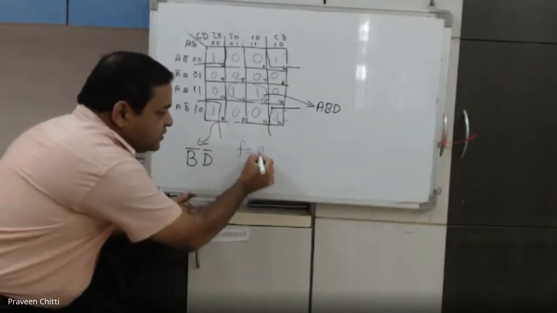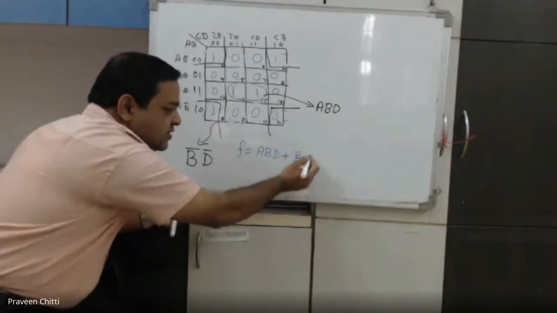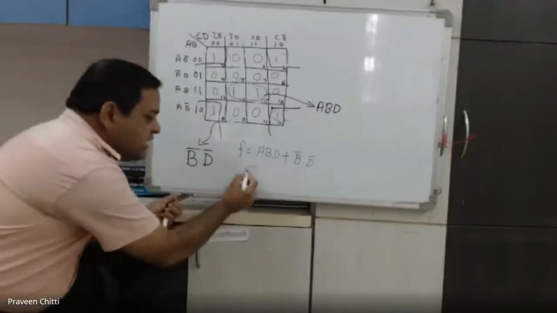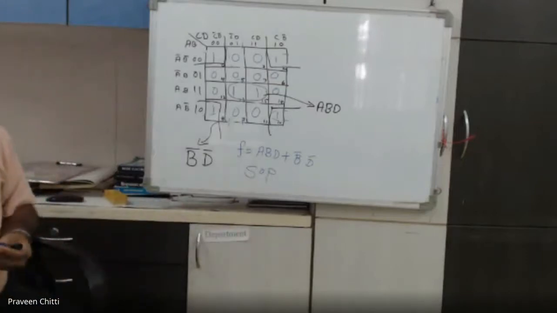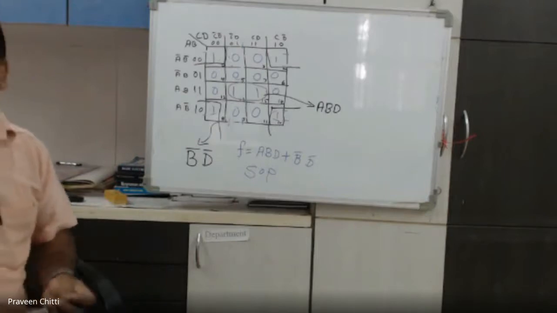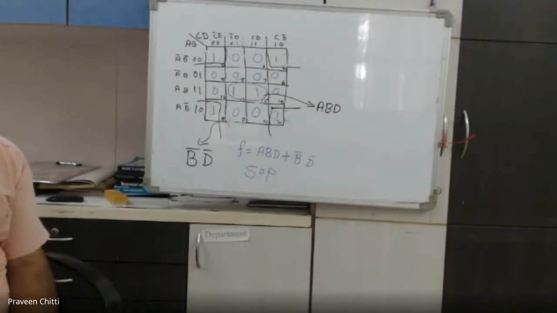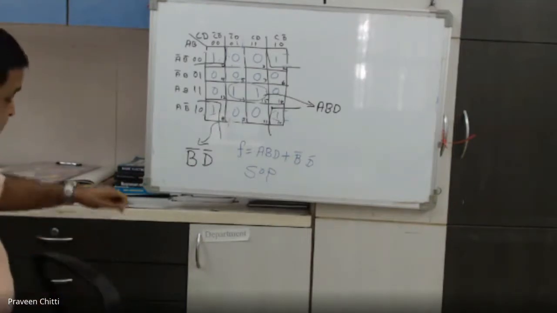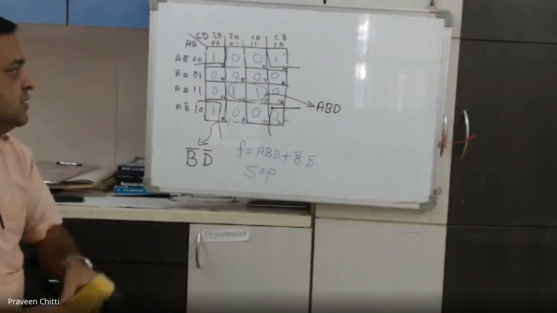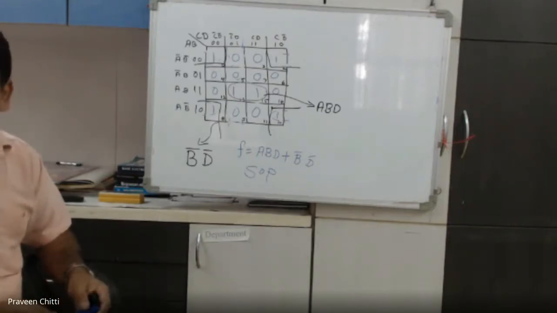So finally, if you want to write the simplified answer for this, how do you write it? F equals ABD plus B bar. Whatever product terms you get, you have to take the sum of them. That's why it is called sum of products. Finally you add them and you get what is called the sum of product expression. So this is the sum of product expression for this. Is that clear? I have explained all the theoretical concepts about the K-map, right? Is this clear? Any doubts?